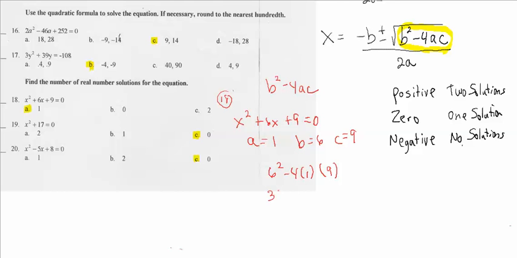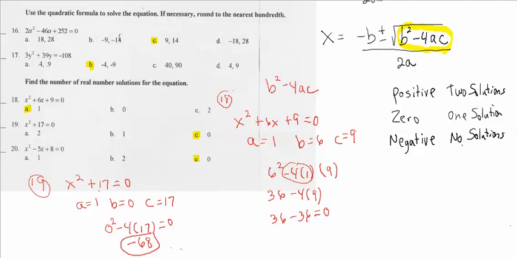6 times 6 is 36. I multiply this together. I get negative 4. Negative 4 times 9 is negative 36. And we get a 0. And if you get a 0 answer, you end up with 1 solution. So that's how we got that.